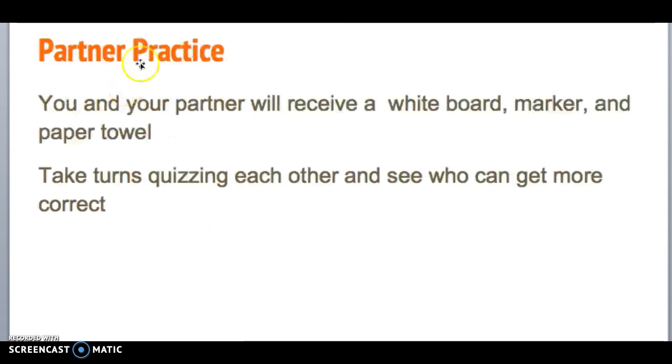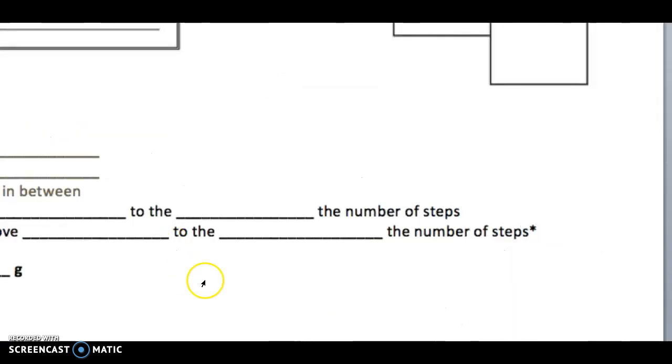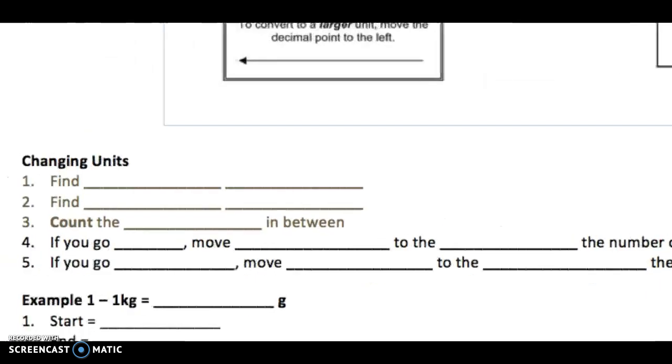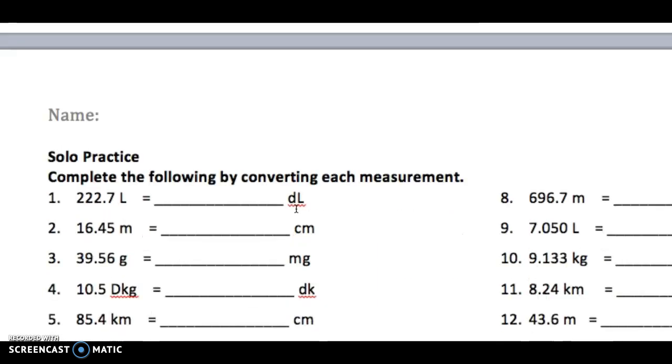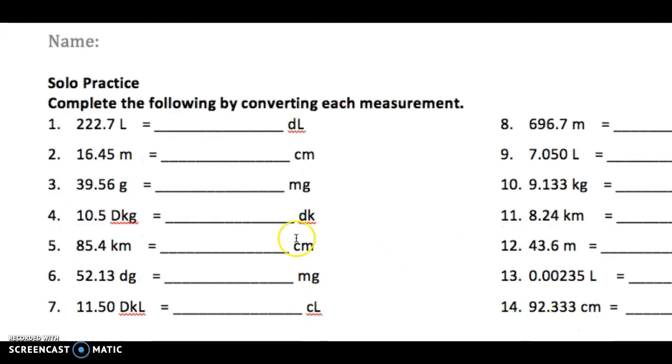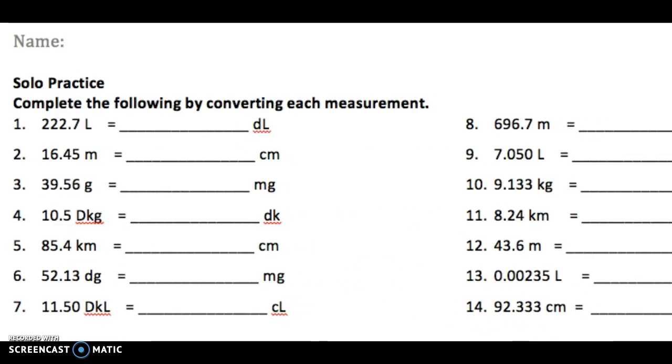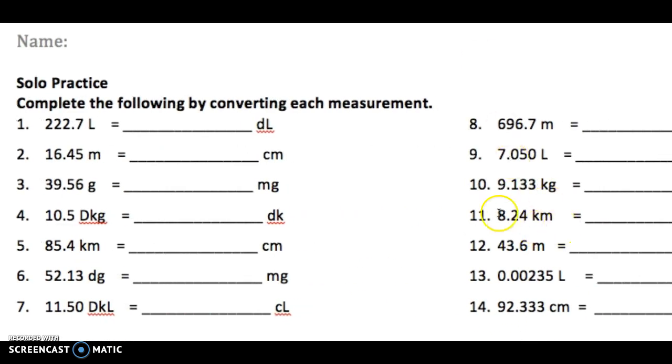So it says partner practice, but I actually want you to do this on your own. So if we see here, you already took those notes. So now I want you to try 1 through 14 on your own. And then I want you to check the answers in the Google Classroom.